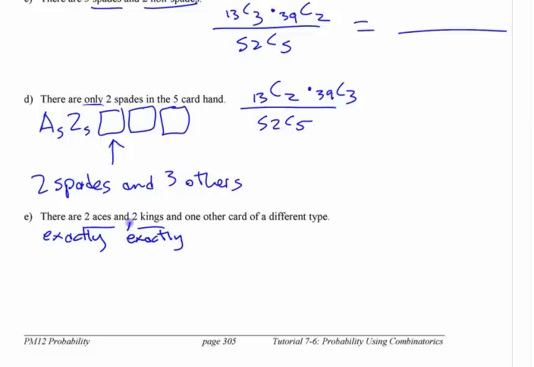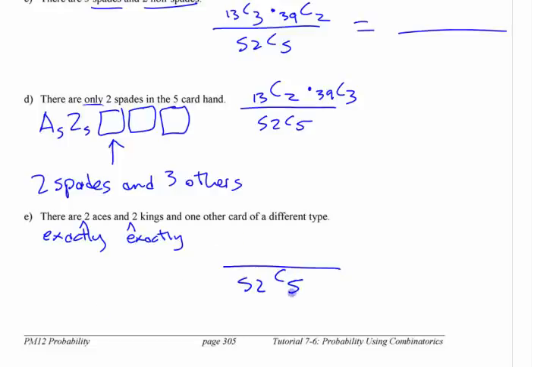Exactly, fine. That was me. I'm the idiot. There are exactly 2 aces, exactly 2 kings. Then you don't need to say 1 other card, right? I guess you don't need the word exactly if it says 1 other card. What do we need here?